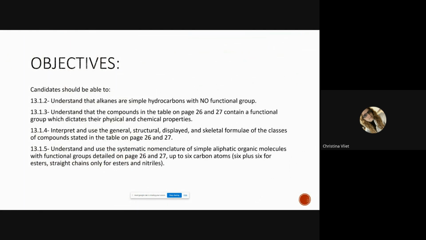Here are our objectives. 13.1.2. Understand that alkanes, what are alkanes? Single bond only, right? C and H. Alkanes. We call them hydrocarbons. And they are simple hydrocarbons, the simplest type you can have, and they are defined as having no functional group.